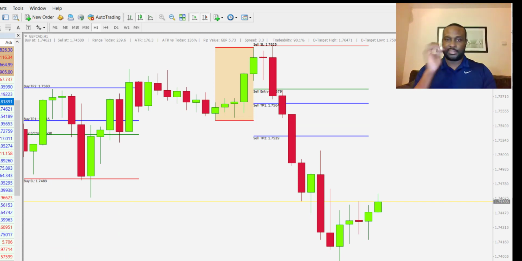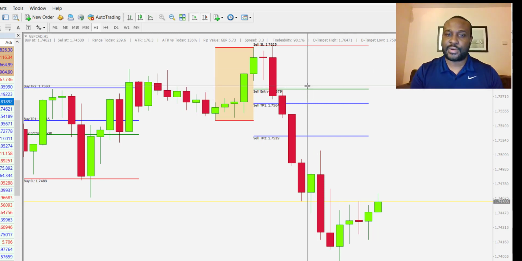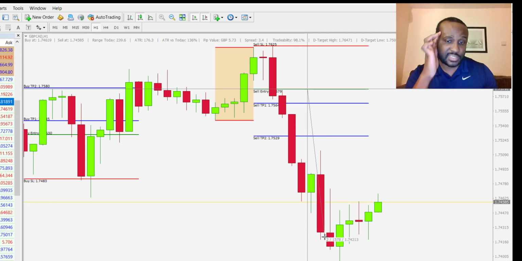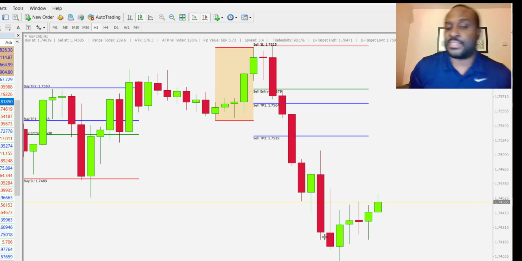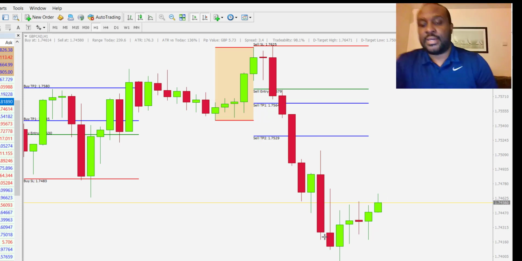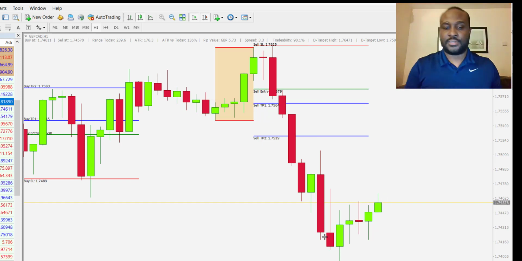GBP CAD as well triggered. And again, something similar in this case, the entry price to the stop loss was 46 pips. To the TP2 was 49. So 1-to-1, and if you followed it to the downside, was 157. So yeah, that's another way to set the take profit.